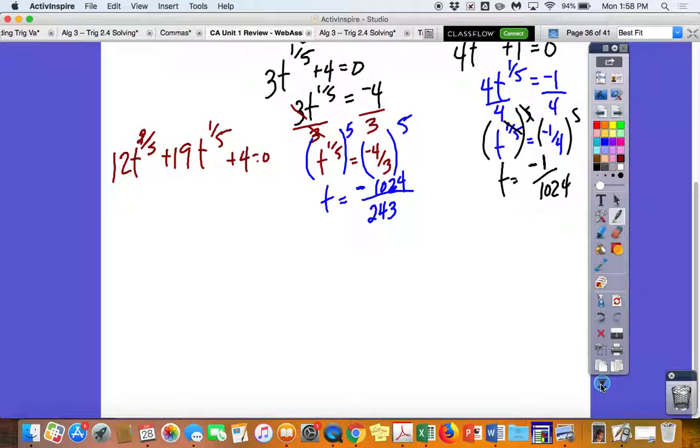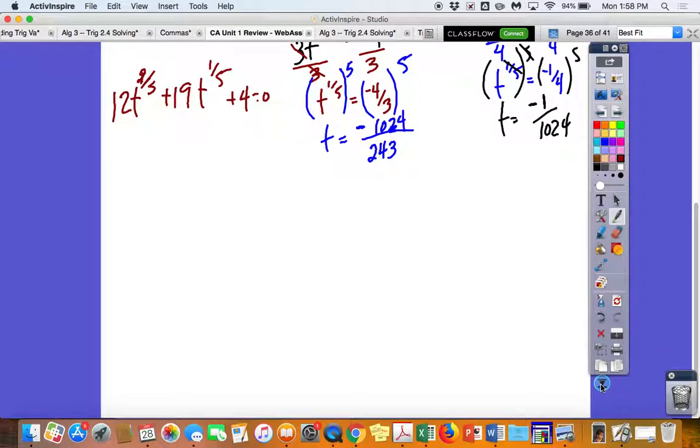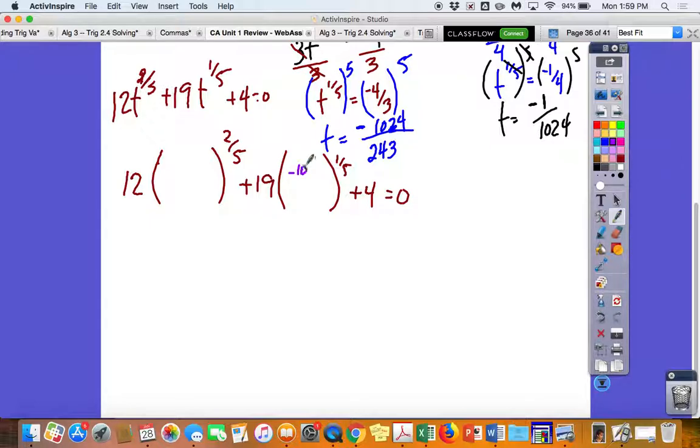Okay, so, to type this in, and I'll be honest with you, it'd be better if you didn't worry about the typing part, because your calculator is probably going to hurt you more than it's going to help you. I don't mean to spook you, but that's just going to be the case. Like, you can have all this to the 2 fifths plus 19, all this to the 1/5 plus 4 equals 0. All right, the first thing I'm going to do is put in this negative 1024 over 243.